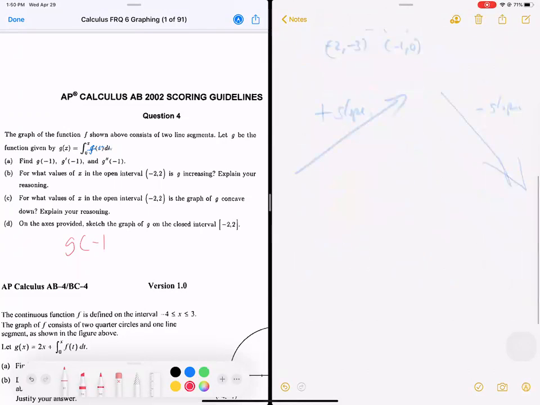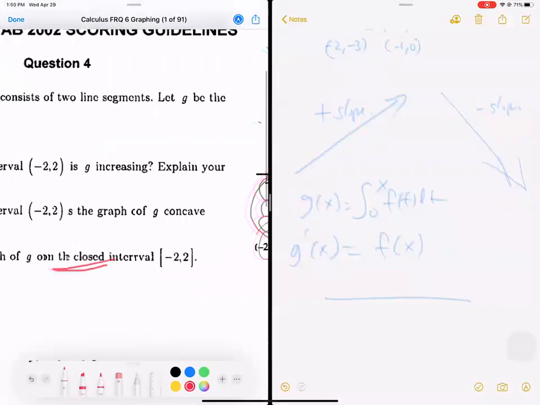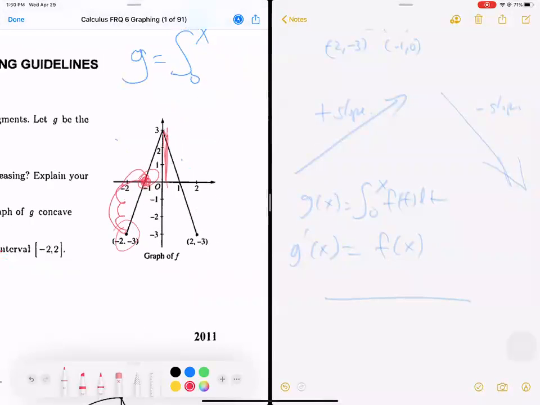So we are given the fact that g of x, we said, was the integral from 0 to x of f of t dt. Well then, if I'm trying to find the derivative, g prime of x, as we mentioned before, is f of x, plugging it in. Now, when is g increasing? Well, when is the graph positive and when is it negative? So let's get to the graph. When is the graph positive and when is the graph negative?